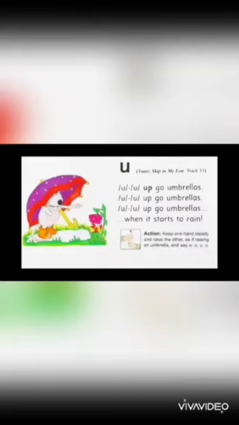U, u, umbrellas, u, u, umbrellas, u, u. Umbrellas when it starts to rain.